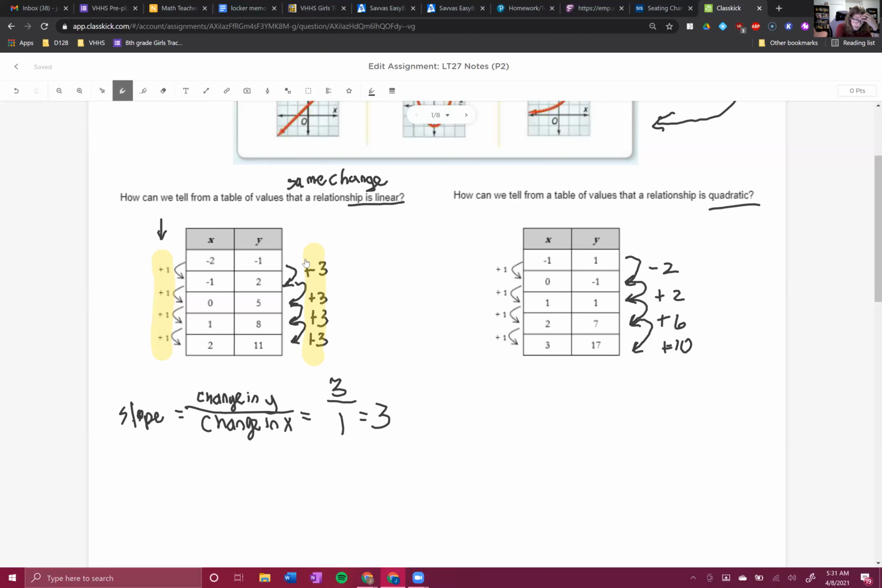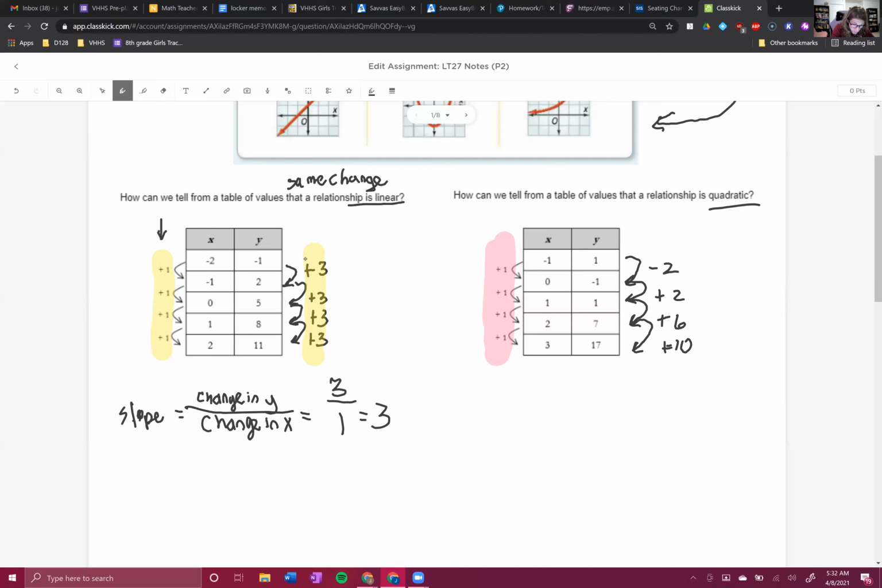So some things to notice here. The x's are changing at the same rate still. The x's are remaining constant in their change. But the y change isn't constant. It's different each time. It's -2, and then it's +2, and then it's +6, and then it's +10. So what else can we look for to figure out that it's quadratic?